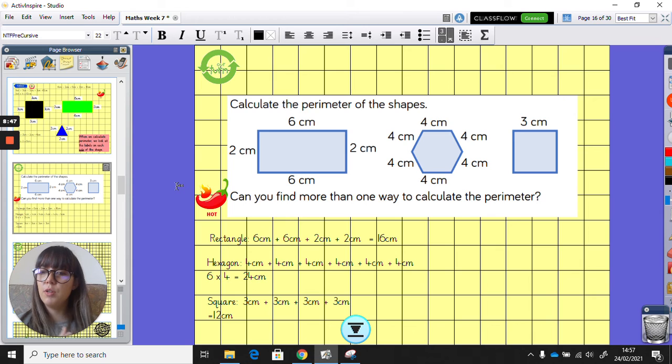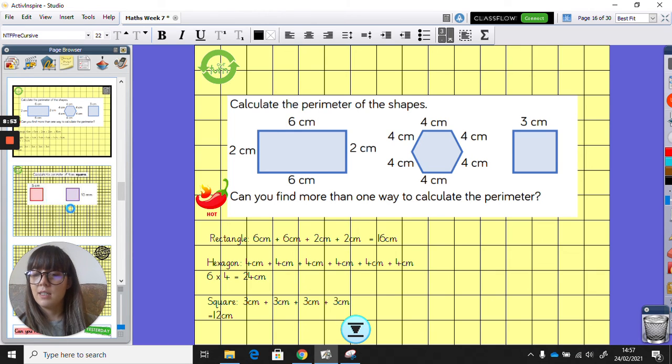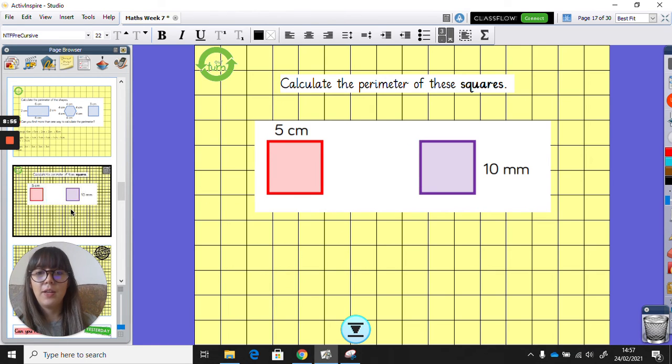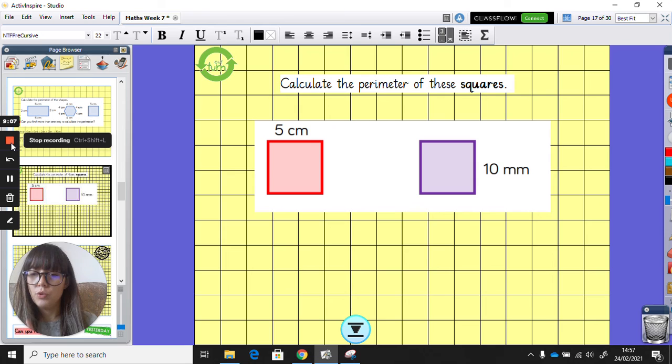We're just quickly going to move on. Well done if you've got the answers right. And we're going to go on to our next turn. Okay, so what I would like you to do now, I'm not going to tell you how we do it because I think you will know by now. Calculate the perimeter of these squares. So remember, they're squares. So think about what the properties of a square are. Pause the video here and have a go.